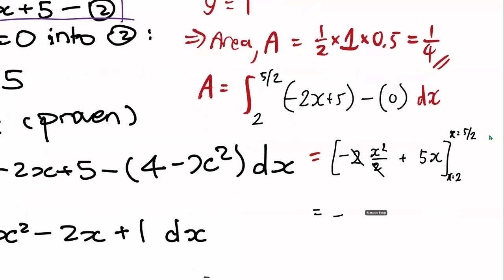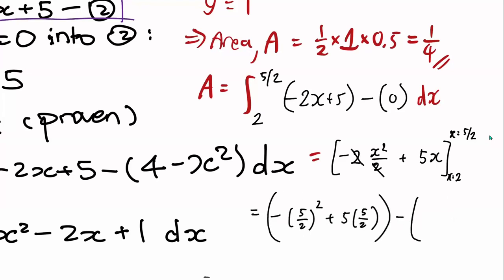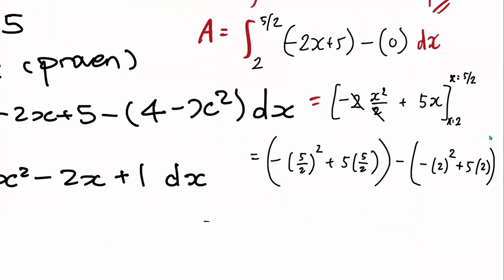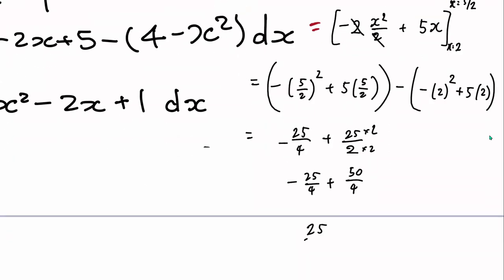The 2 cancels away. You're left with negative 5/2 squared plus 5 times 5/2. And then you subtract away the other guy, sub in x equal to 2 this time: negative 2 squared plus 5 times 2. Let's try and do it with mental sums. This becomes 5 squared 25, 2 squared 4, negative sign, 5 times 5 is 25 over 2 times 2, you end up with 50 over 4 minus 25 over 4. 50 minus 25, that's positive 25 over 4.